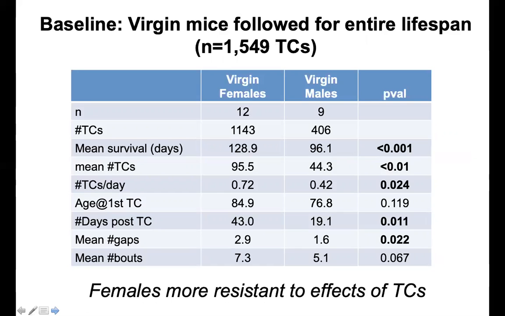The females also survive longer, about 130 days versus 100 days for males, significantly different. And you can see that females have many more seizures, about 100 versus 50 for males. The number of seizures per day is also about 0.72 versus 0.42 for females versus males. The age at first seizure onset is similar between the two, but you can see females survive for many more days beyond their first seizure.